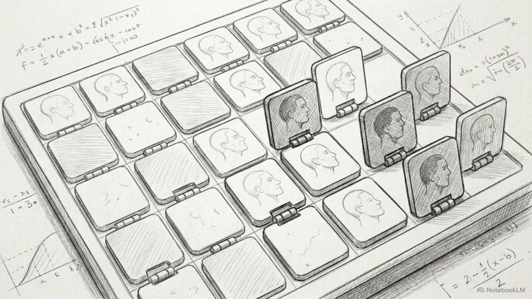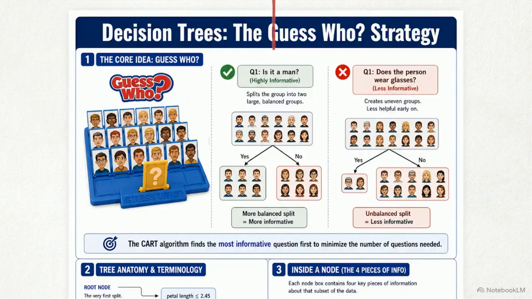If you want to win a game of Guess Who, your first move is usually to ask a question that cuts the board in half. A machine learning decision tree operates on that exact same logic. It evaluates the data and asks the most informative question first to eliminate the maximum number of options.